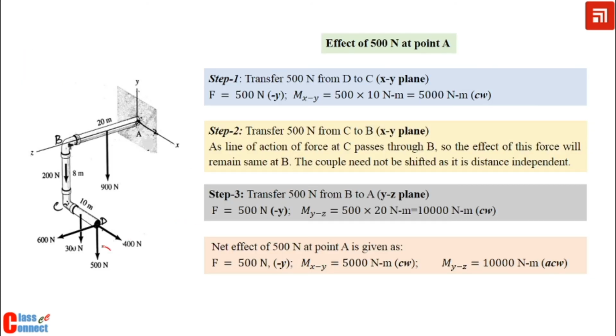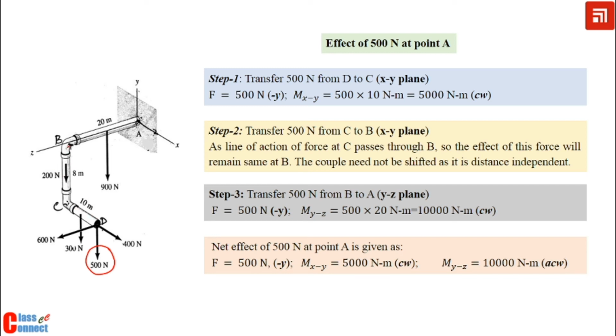Now let us consider this 500 Newton force. Again we will be going in the same way. First we will be transferring from point D to C, then C to B, then B to A, and directly we can transfer the 500 from point D to point B.